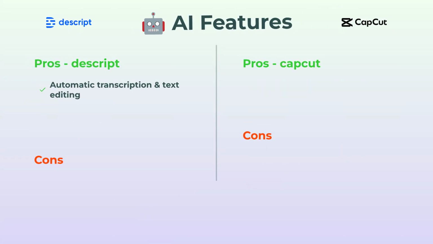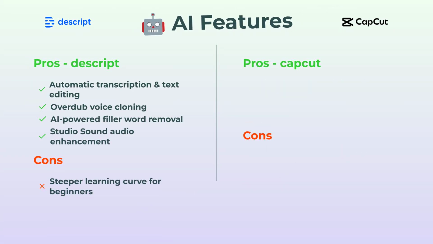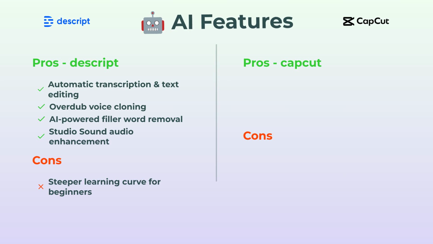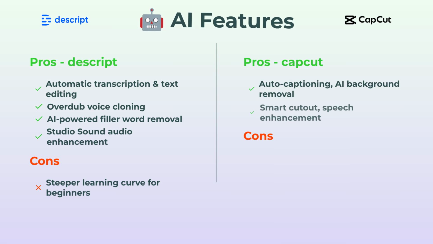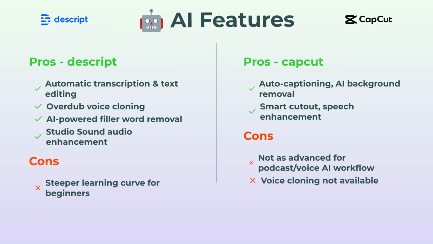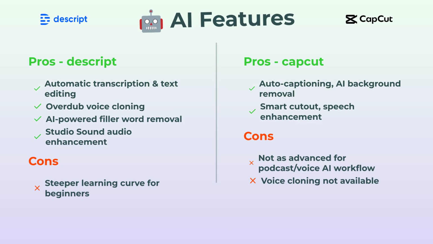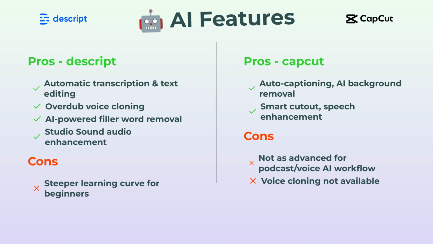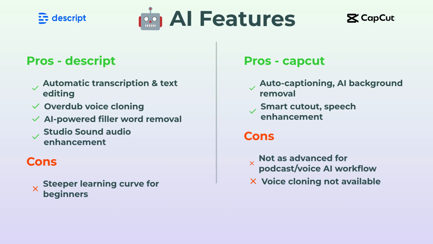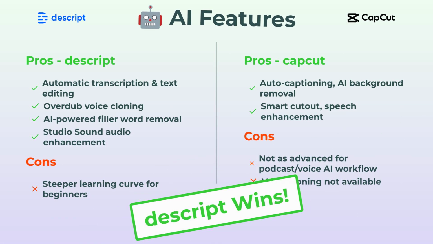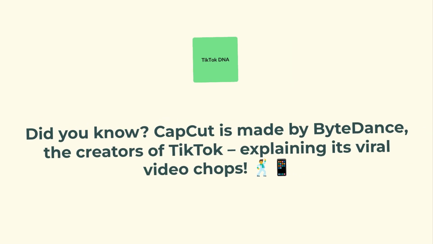Moving on, AI features. Descript, let's just say it's flexing hard. You get automatic transcription, text editing, overdub for voice cloning, AI-powered filler word removal, and audio enhancement. It's almost like magic, but yeah, can be overwhelming for newbies. With CapCut, the AI is a bit more basic. Auto captioning, AI background removal, and some smart cutouts for visuals. It's quick and handy for social stuff. But if you want podcast-level polish or fancy voice cloning, you won't find it here. Winner? Descript. No question.